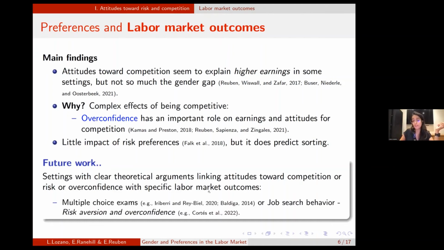And here there are two nice examples of two studies that have shown clear channels between how these preferences can affect specific outcomes. One of them is multiple choice exams, where they showed, for instance, that the gender gap in guessing in exams such as the GRE is due to women being more risk averse and therefore not guessing so much. And the other one is about job search behavior and the relationship with risk aversion and overconfidence. So for instance, risk averse women tend to accept job offers at a much earlier stage because they're afraid of not getting an offer afterwards.